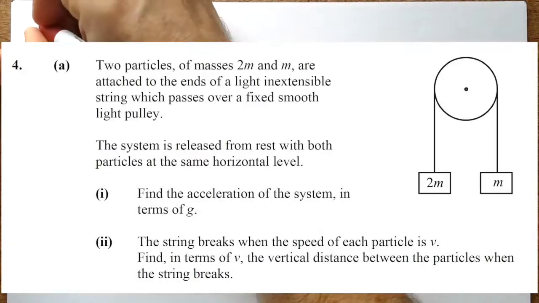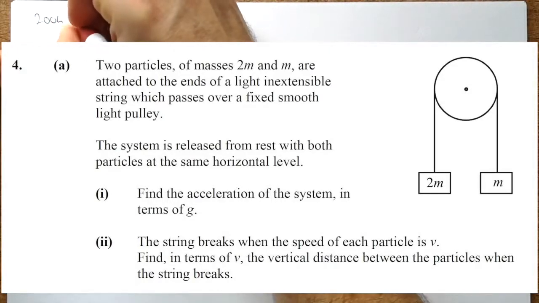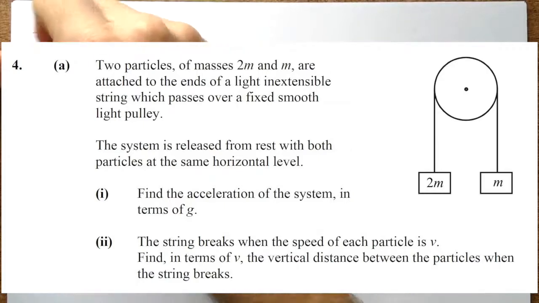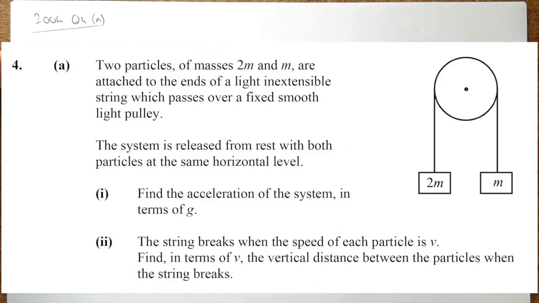Here we're going to have a look at 2004, question 4, part A. Alright, this is a nice little connected particles question. If we have a look in the diagram, simple, one pulley, two masses. Part 1 looks nice and easy, find the acceleration of the system. Part 2 looks a little funkier. So let's get part 1 out of the way and we'll deal with the second one then.